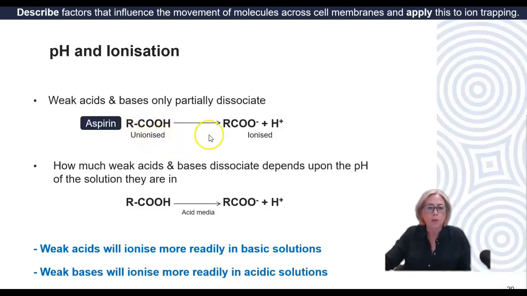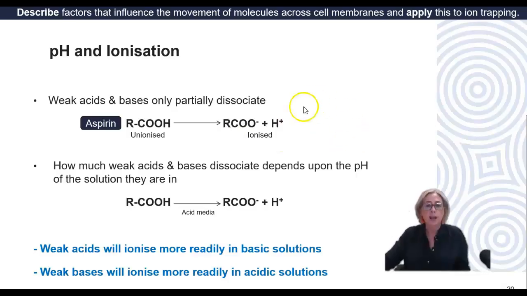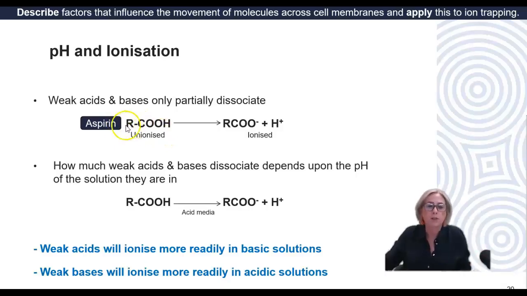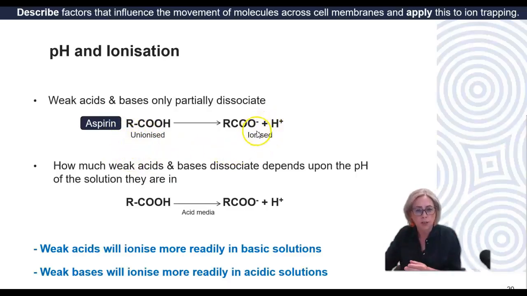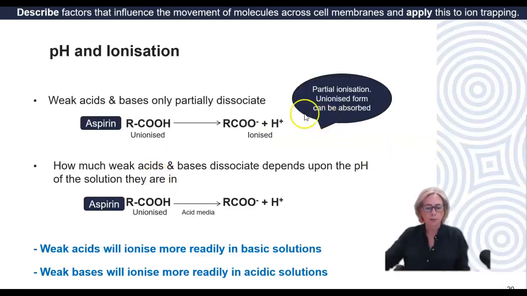When it's put into aqueous solution, it will partially dissociate to release some free hydrogen ions. So there'll be some in the ionized form and there'll be some in the unionized form. And so it will be more readily absorbed than the strong acid, which was hydrochloric acid, because some of it is going to exist in the unionized, uncharged, lipid-soluble form, whereas some of it is going to exist in that water-soluble, ionized form. And that's what this little bubble here is summarizing.